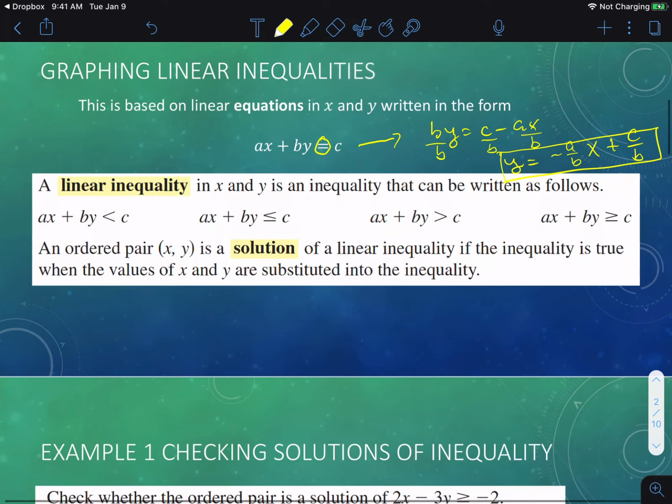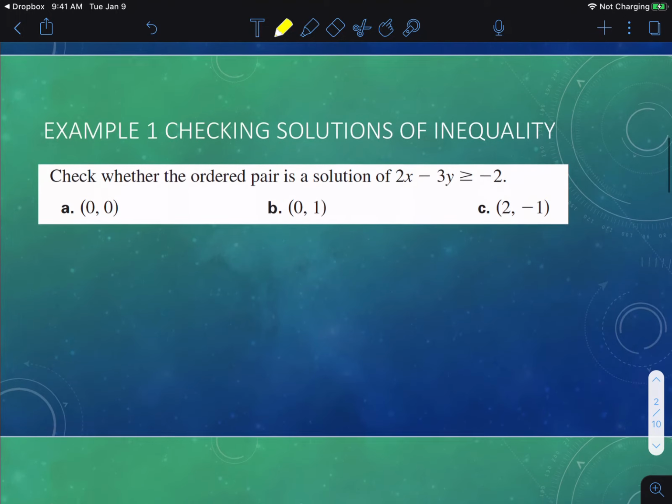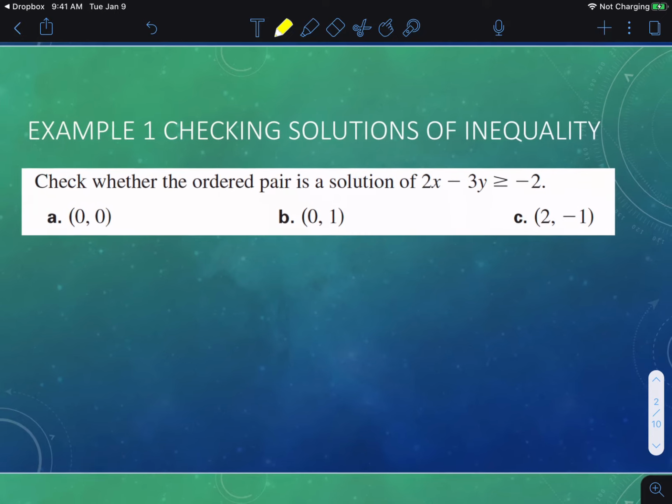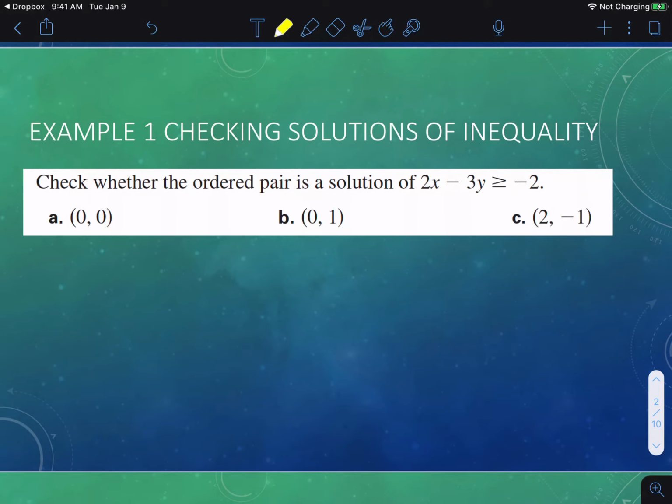So an ordered pair (x, y) is a solution of a linear inequality if the inequality is true when the values of x and y are substituted into the inequality. And we're going to go right into showing what that really means. So take a look here in example 1. We're checking solutions of an inequality. We're checking whether the ordered pair is a solution of 2x minus 3y is greater than or equal to negative 2.